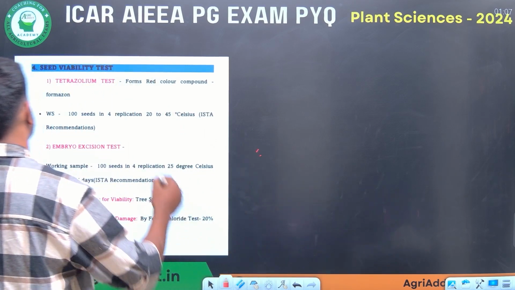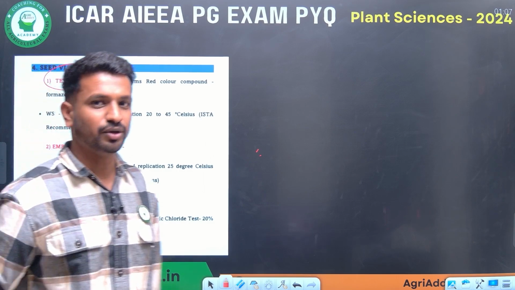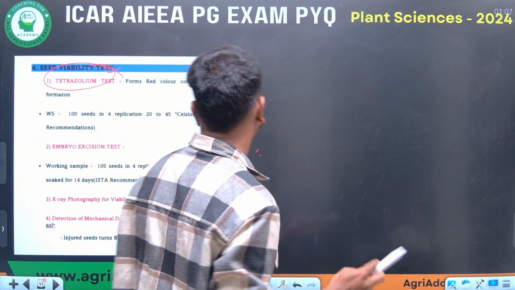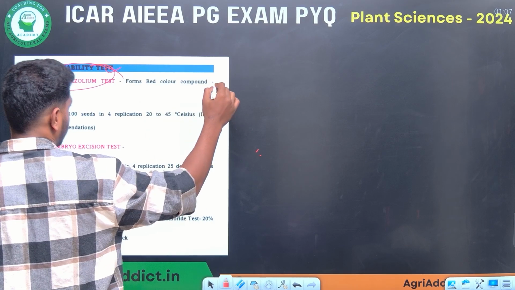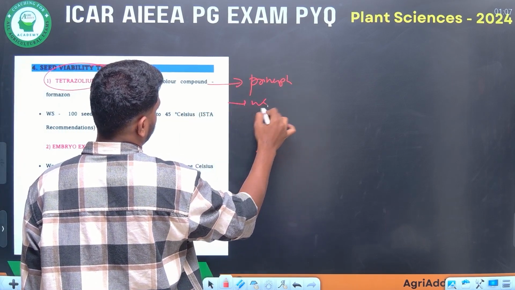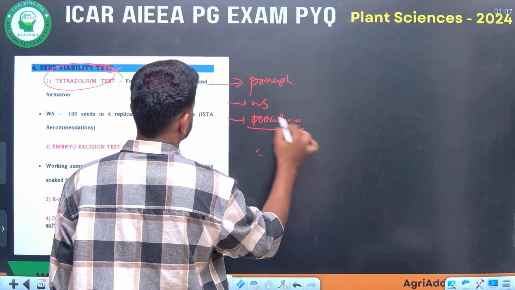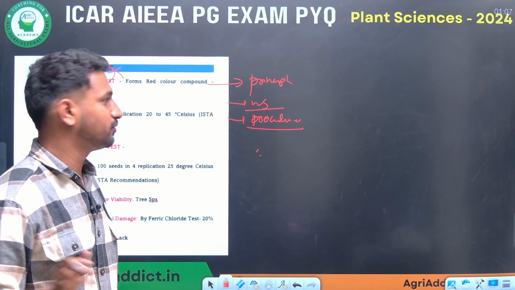So the seed viability. I told you in seed viability we mainly use the tetrazolium test. So make sure you know everything about this tetrazolium, starting with the principle plus the working sample, the methodology or the procedure. Each and everything is important. Anything can be asked from this part.